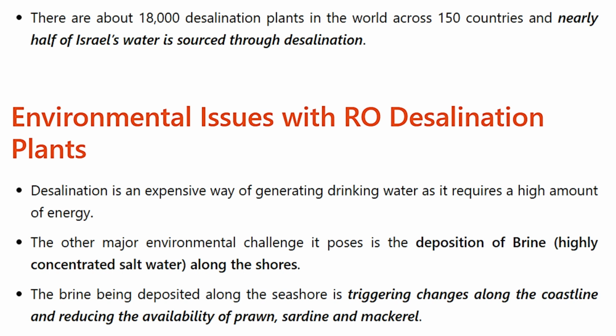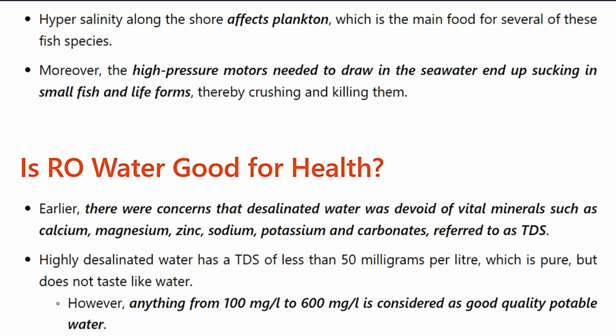The brine being deposited along the seashore is triggering changes along the coastline and reducing the availability of prawn, sardine, and mackerel. Hypersalinity along the shore affects plankton, which is the main food for several of these fish species. Moreover, the high-pressure motors needed to draw in the seawater end up sucking in small fish and life forms, thereby crushing and killing them. Is RO water good for health?